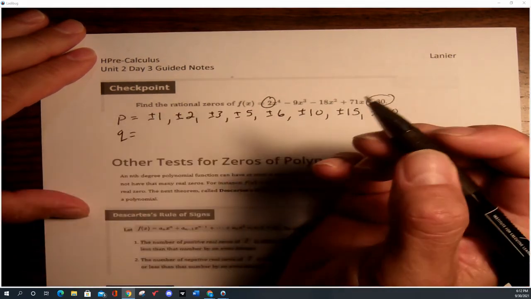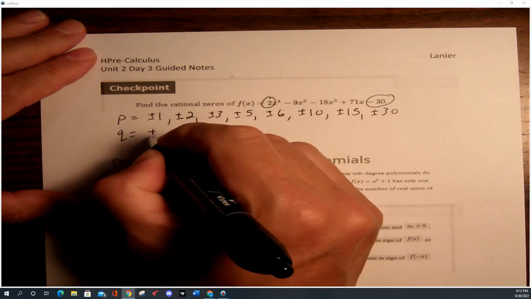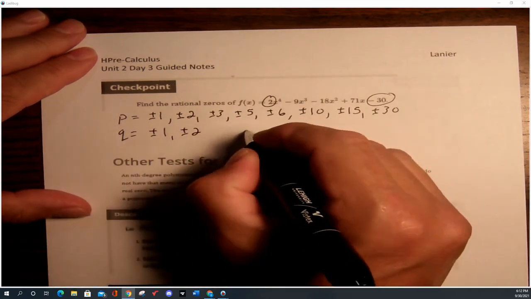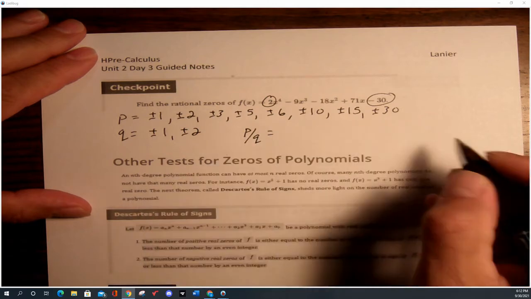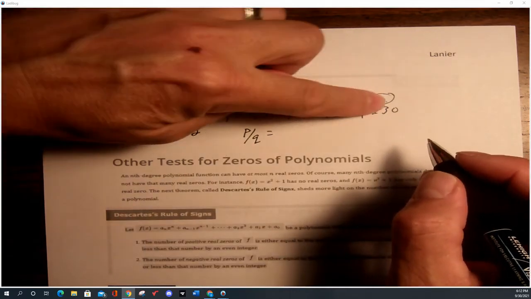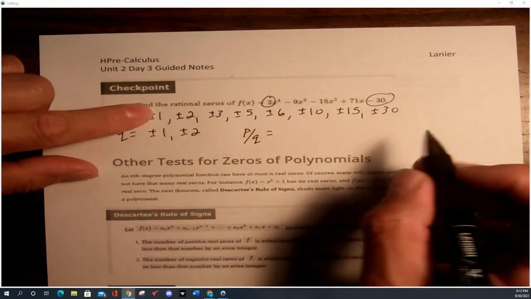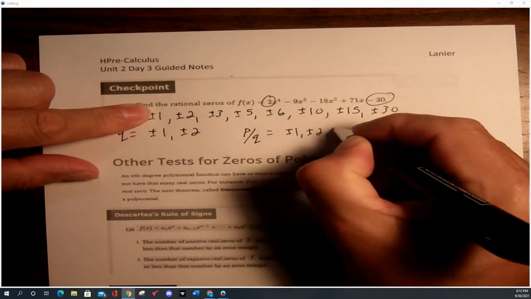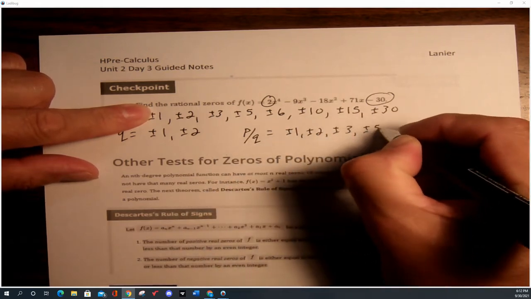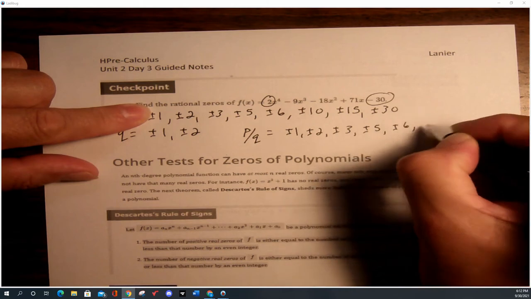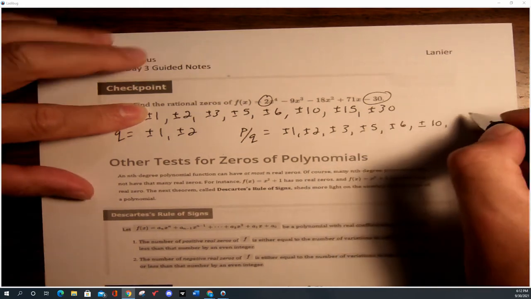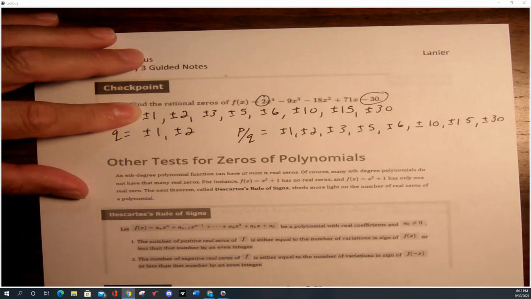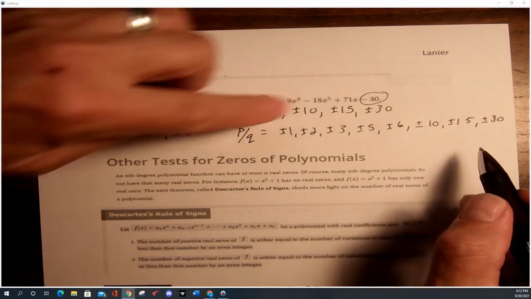My leading coefficient, all of its factors. Well, we've already done 2 once before. It's plus minus 1 and plus minus 2. Now let's do P over Q. So again, each one of these P values will be put over 1. So basically it's just that list again. And then each one of these over 2.